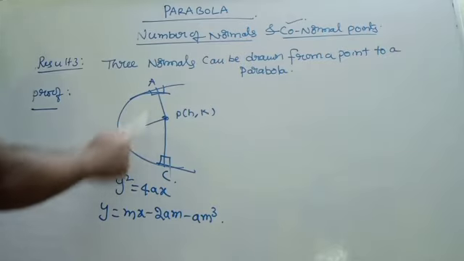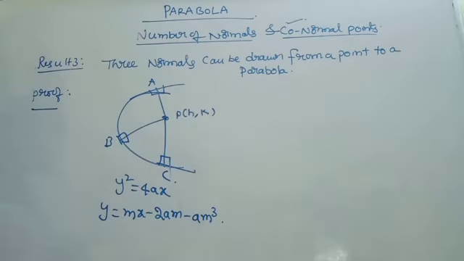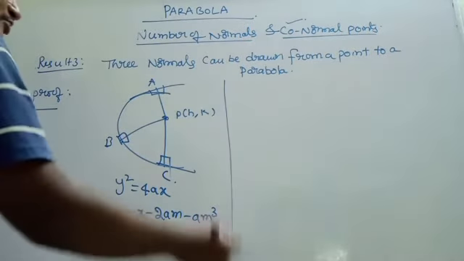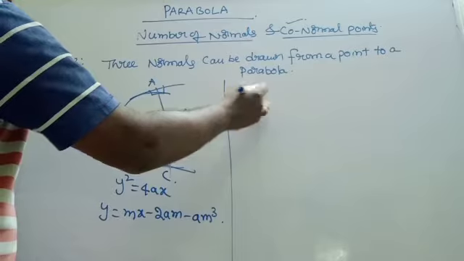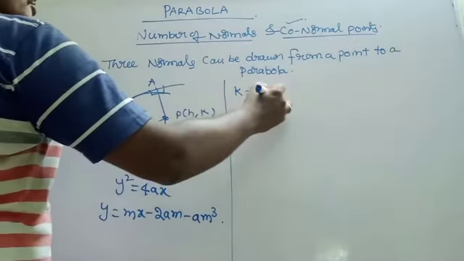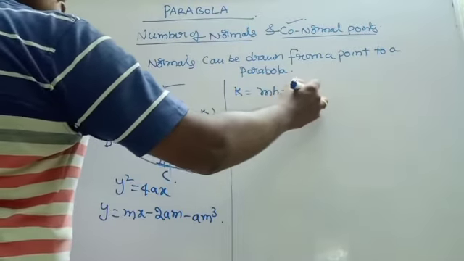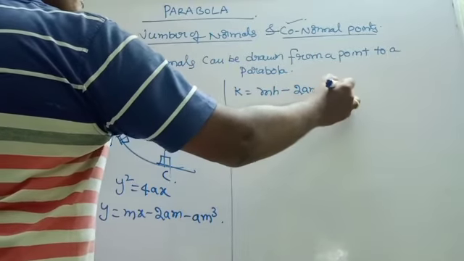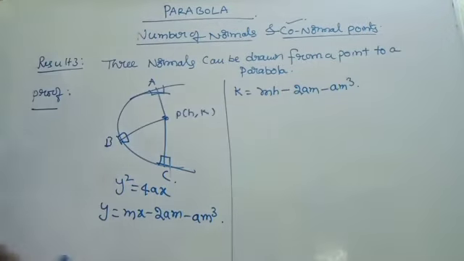Now this normal is passing through the point (h, k). Then what we are going to have is k = mh − 2am − am³. Now, see, we are going to form this as a cubic equation. That is nothing but the am³ term you are having here.